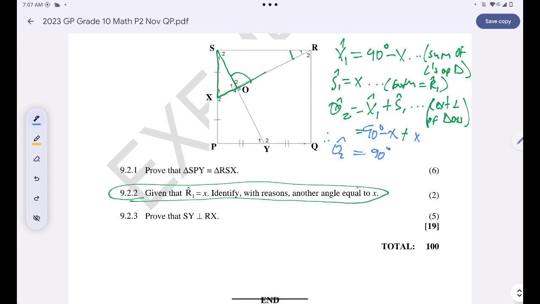So since I've proven that O2 is 90 degrees, I can therefore conclude that SY is perpendicular to RX. Why? Because O2 is 90 degrees.